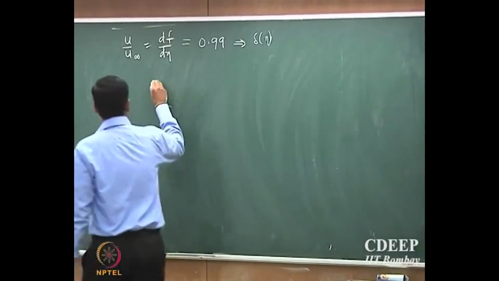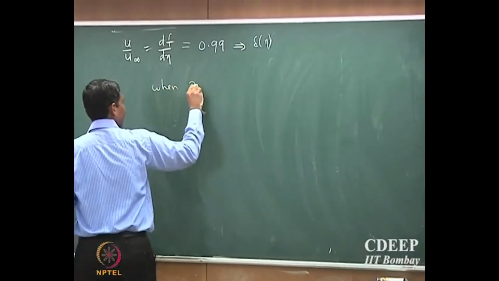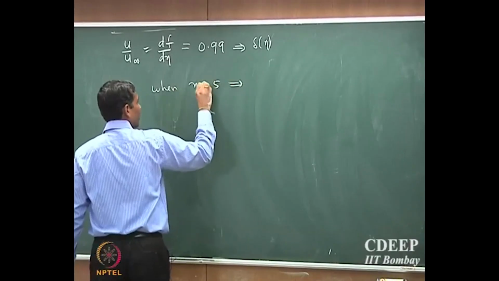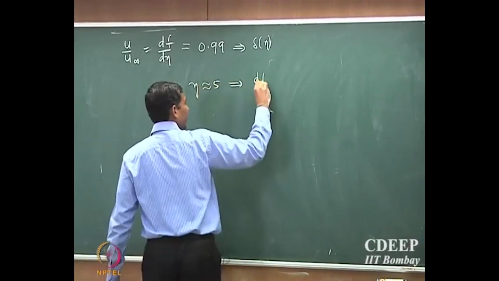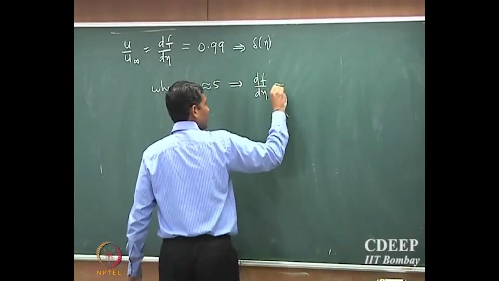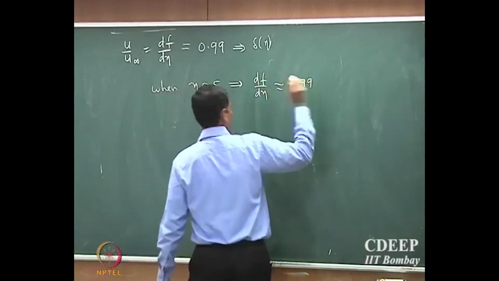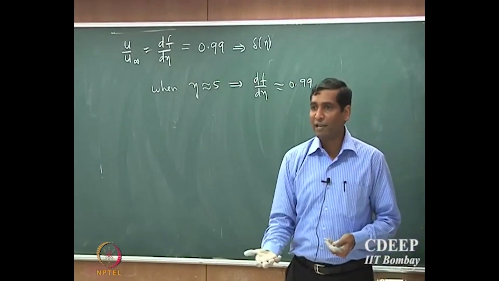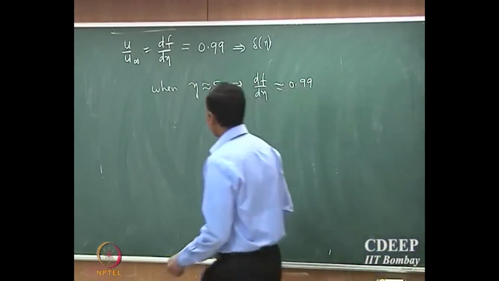So it was found that when eta is approximately 5, df by d eta was approximately 0.99. Okay, so that eta equal to 5 actually defines the boundary layer thickness.